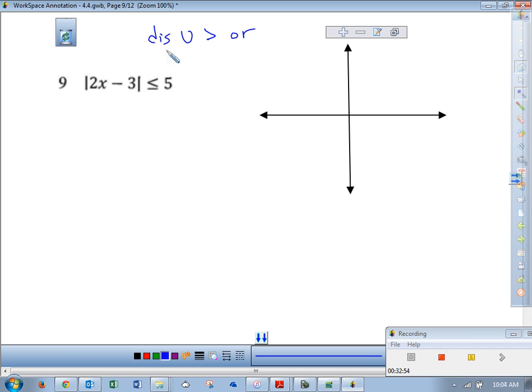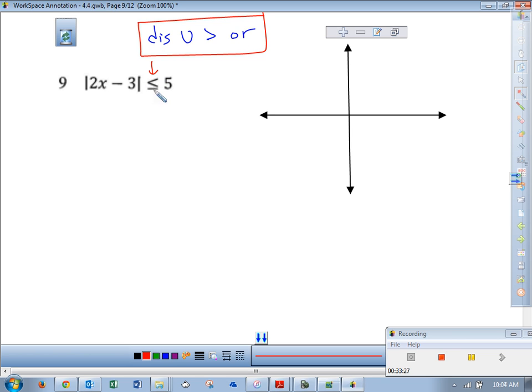The dis stood for disjunction, because there's also conjunctions. Union means it's going to be a union. Greater than, if it had a greater than symbol, or means it's going to be an or. All of these things go together. Let me try that again. Isolate the bars. Are the bars by themselves? Yes. Then you read this, disunion greater than or.